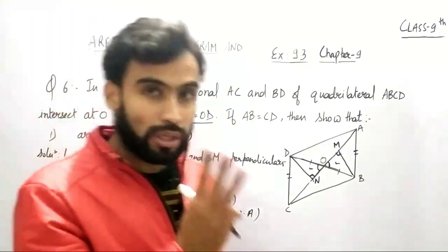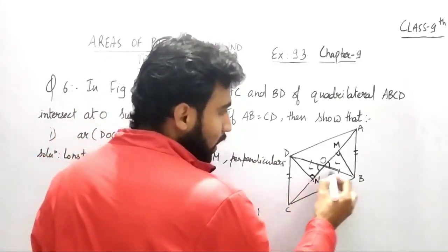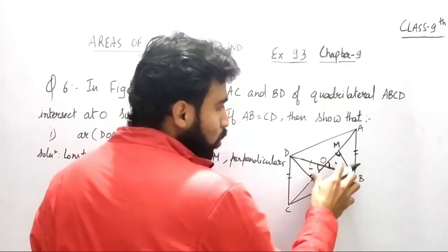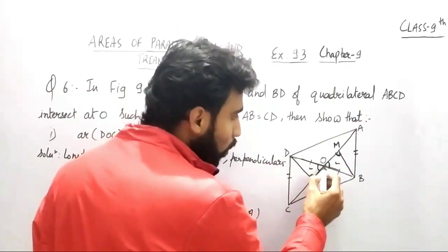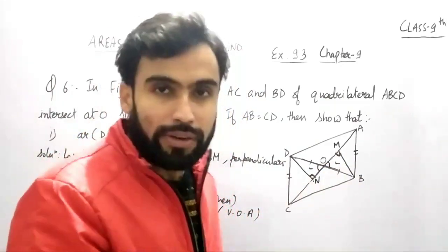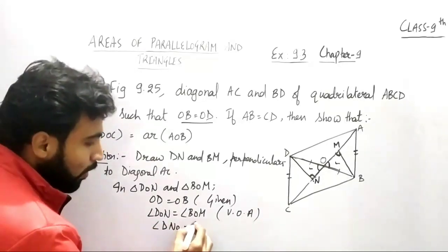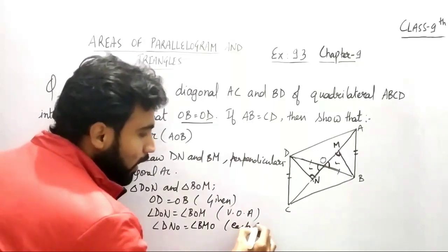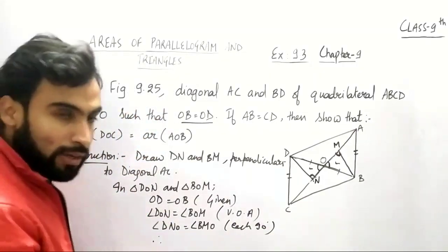Now coming to the third condition. You can see this 90-degree sign here, that means these are two right angles. So you can say that angle DNO is equal to angle BMO, both are 90 degrees each. So angle DNO is equal to angle BMO, the reason is each is 90 degrees. Therefore, the three conditions are done.